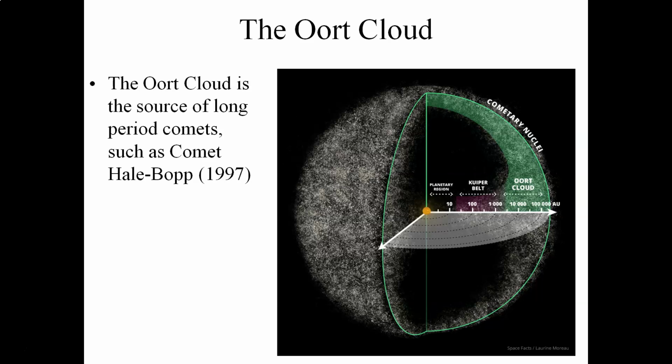Instead, we see long period comets coming from all directions of the sky, and typically the orbital periods associated with these comets are in the neighborhood of thousands, or even in some cases, tens of thousands of years. So this is one of the reasons why we know that the Oort cloud is there, because it's the source of what are called the long period comets.